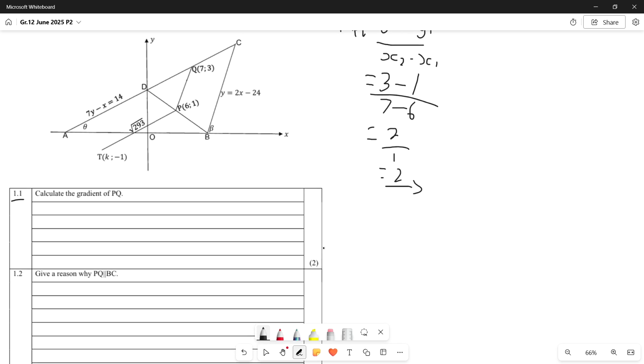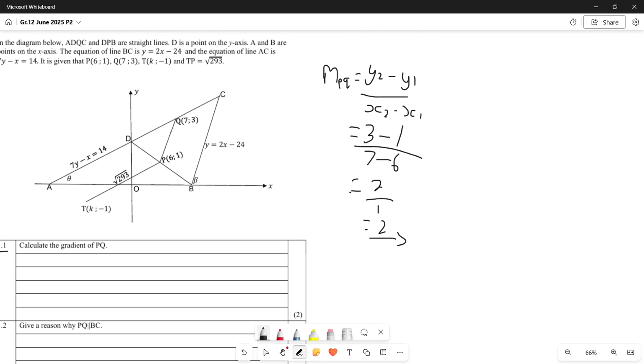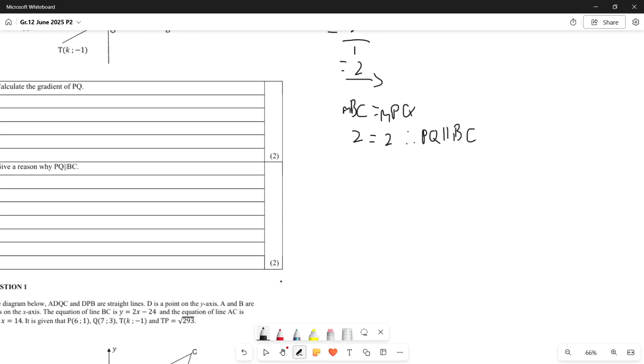So then 1.2, it says give a reason why PQ over here is parallel to BC. So it's 2 marks. We just calculated that PQ has a gradient of 2, and they have given us the straight line equation of BC. So we're proving PQ parallel to BC because they both have a gradient of 2. The 2 is here in the straight line equation for BC, and for PQ, we calculated correctly that it is 2 as well. So therefore, m of BC equals m of PQ, 2 equals 2, therefore PQ is parallel to BC. And we just earned 2 marks there.